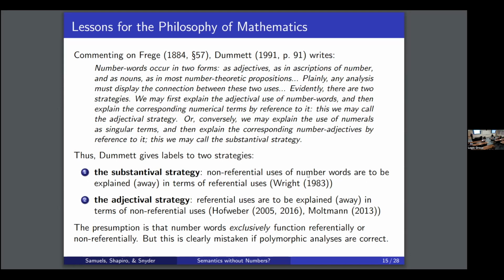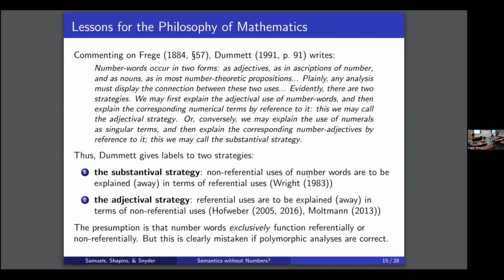Evidently, there are 2 strategies. We may first explain the adjectival use of number words and then explain the corresponding numerical terms by reference to it. This we may call the adjectival strategy. Or conversely, we may explain the use of numerals as singular terms and then explain the corresponding number adjectives by reference to it. This we may call the substantival strategy. So 2 strategies of analysis: the adjectival strategy and the substantival strategy.